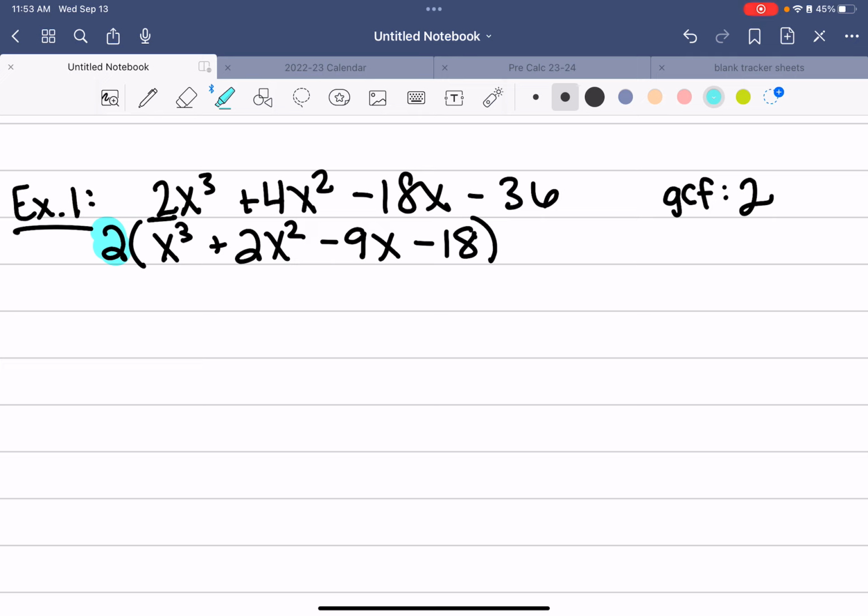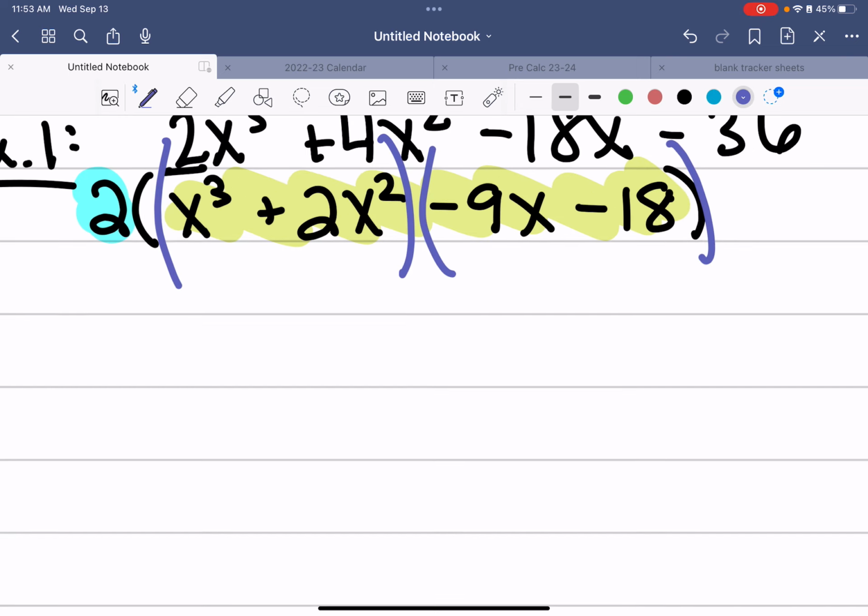Now I'm going to look at what I have left in my parentheses. This is 4 terms here, so this would be done by grouping. What I'm going to do is just group together my first 2 terms here, and then my second 2 terms here. And remember, I'm going to look for my greatest common factor of each of my pairs. So my first pair here, my x cubed plus 2x squared, they have an x squared in common because that's the most number of x's they both have.